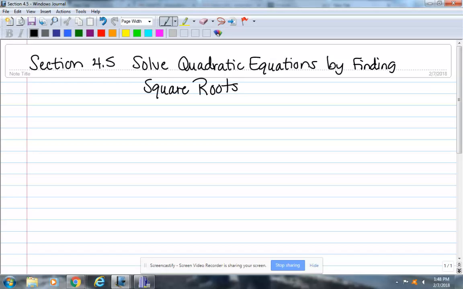Before we solve by square roots, we're going to do a little bit of a review of taking square roots. I have on the board over there a list of all the perfect squares, 1 through 20. I have also included 25 squared and 30 squared because those are kind of common. We see those pop up from time to time.